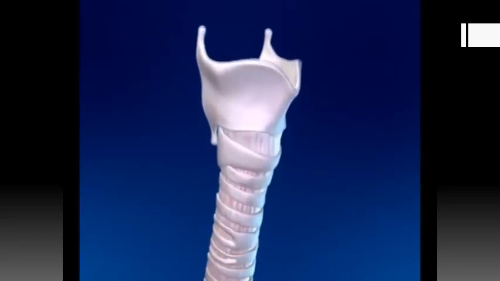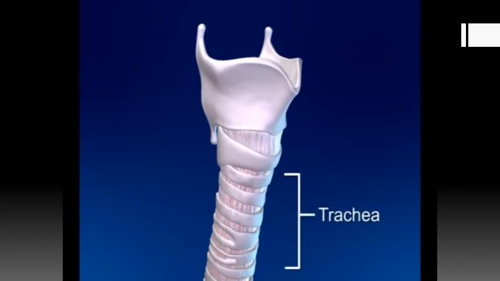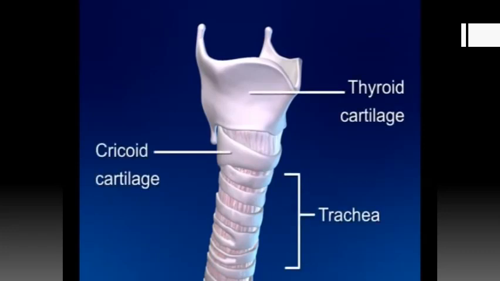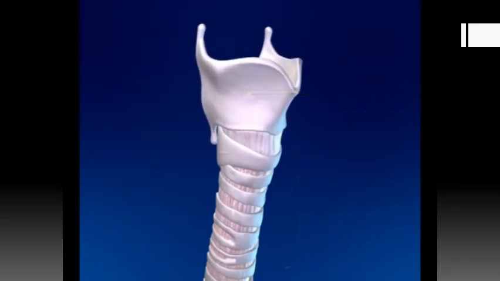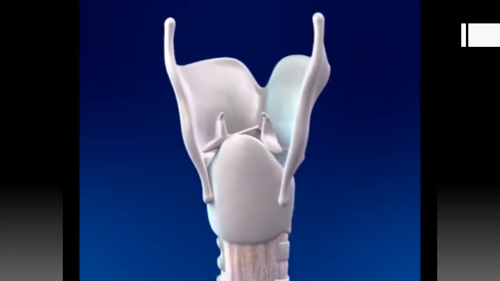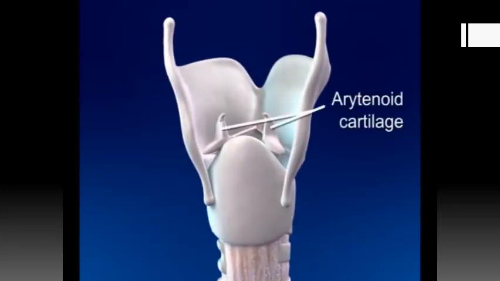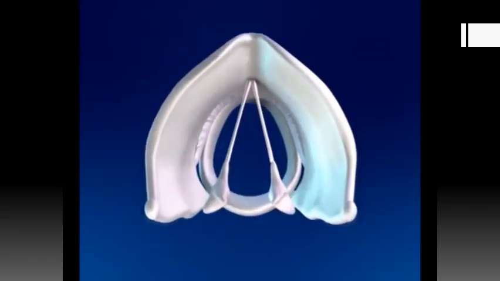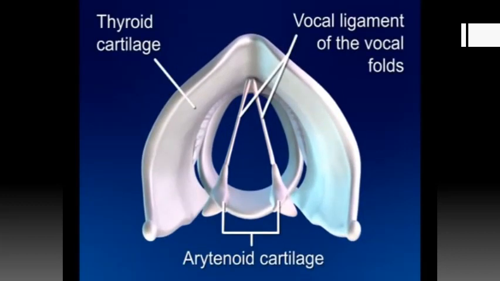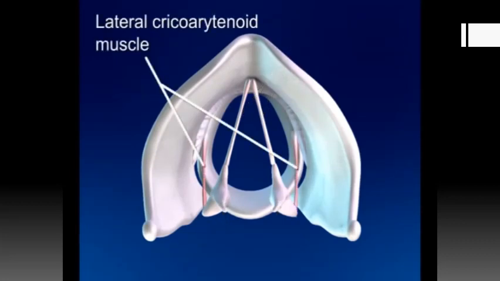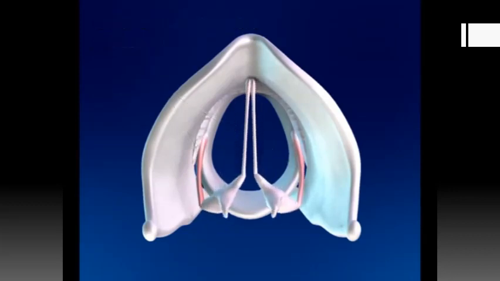The larynx is made up of a series of cartilages placed atop the trachea. The cricoid cartilage sits immediately on the trachea, and the thyroid cartilage articulates with the cricoid. The tiny arytenoid cartilages sit on the posterior cricoid cartilage. The vocal ligament of the vocal folds runs from the arytenoid to the thyroid cartilage. The lateral cricoarytenoid muscle closes or adducts the vocal folds, rocking them toward the midline.